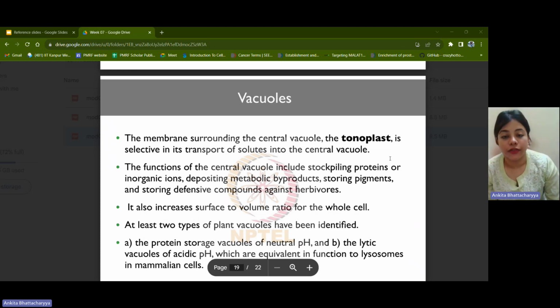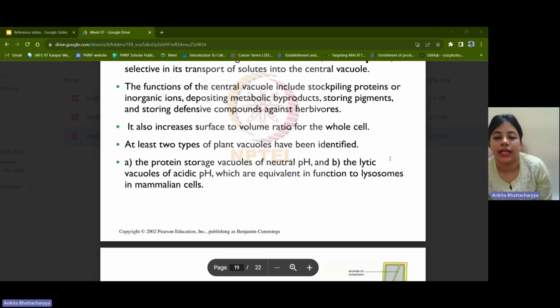Also, it increases the surface area to volume ratio for the whole cell, and two different types of plant vacuoles have been identified. The first are protein storage vacuoles of neutral pH, the second are lytic vacuoles of acidic pH, which are equivalent in function to the lysosomes that we know for mammalian cells.